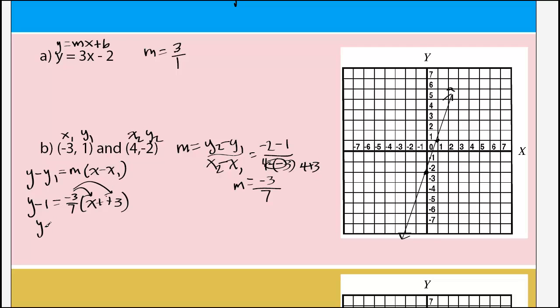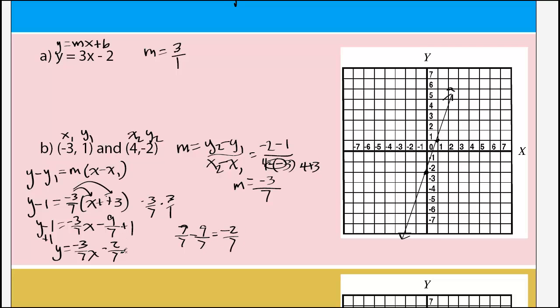Okay, so we have y minus 1 equals negative 3/7 x minus, so we have negative 3/7 times 3 over 1, so it's negative 9/7. And then we need to add 1 to both sides. And so we have y equals negative 3/7 x. This is like saying 7/7 minus 9/7 is negative 2/7. So minus 2/7.